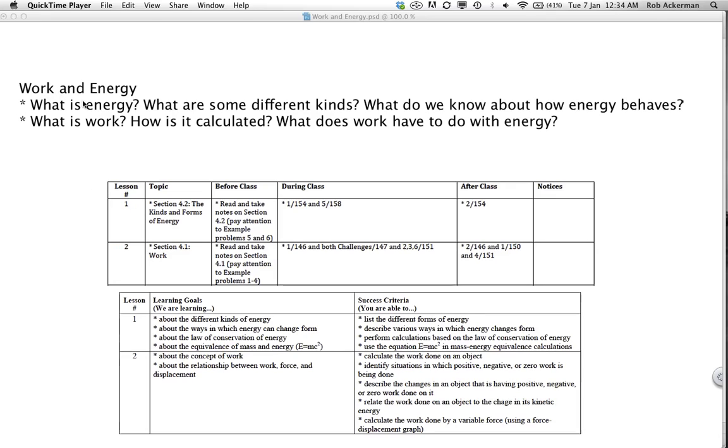Like I said, the topic is work and energy, and you've probably heard the term energy before. I know you've discussed it throughout your science career, but the concept of work might be something that's new to you. You might think you know what work is, and you may have a very good, accurate idea of what it is, but in physics it has a very specific definition, which of course is related to energy, and today we're going to find out what that relationship is.